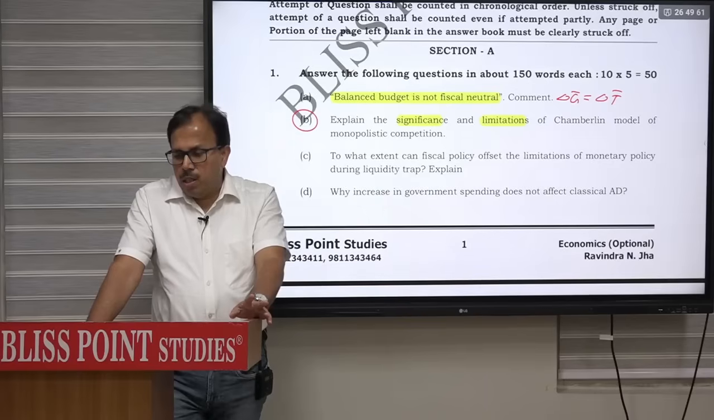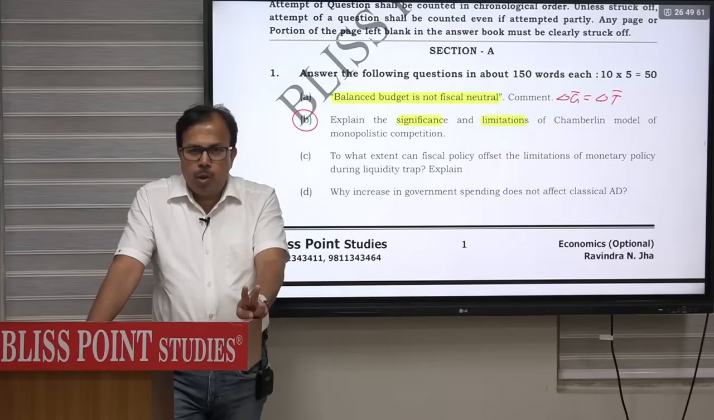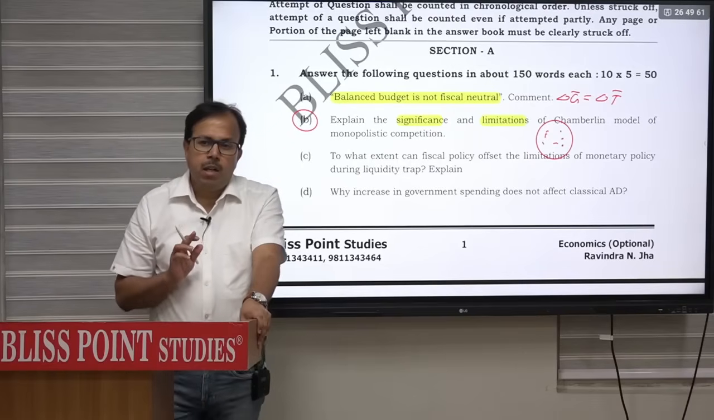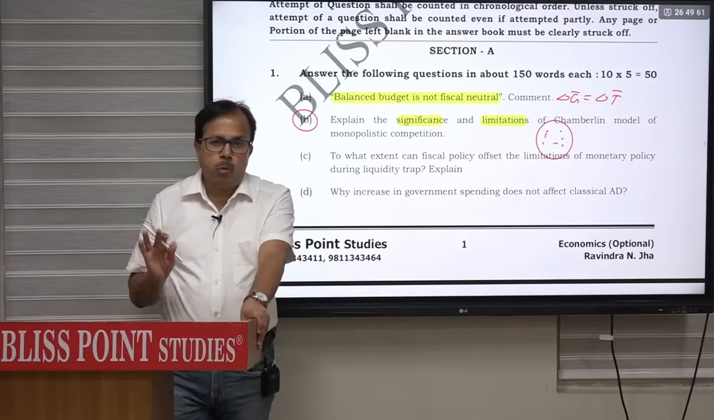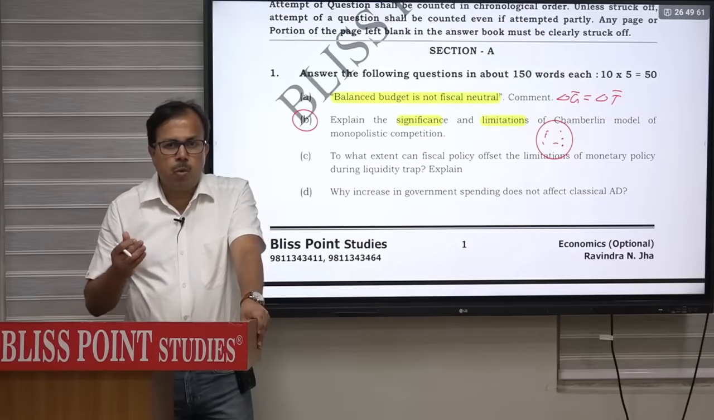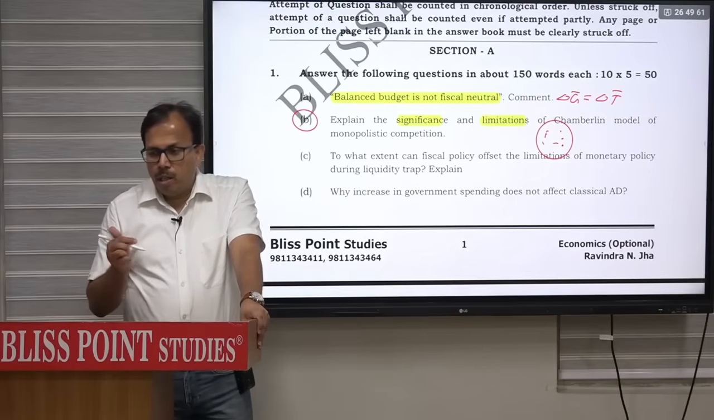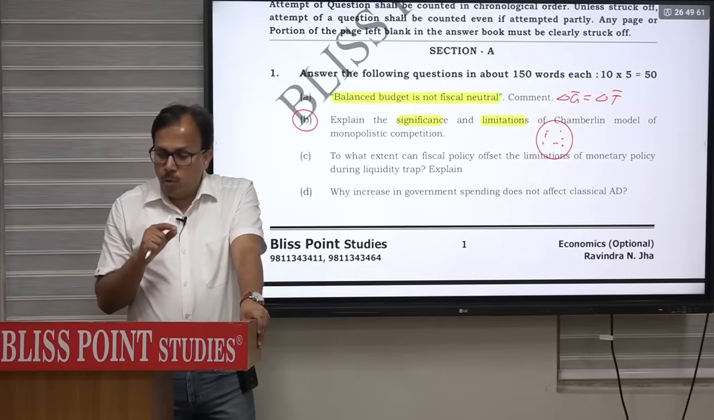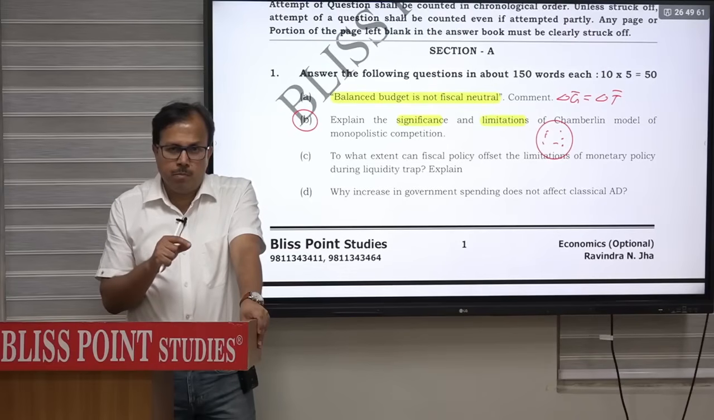Then Chamberlain's model made two important assumptions. One, firms are producing differentiated products, but all firms have identical cost. Second, demand in the market is uniformly distributed, which means every firm has equal demand. So we have assumed that demand is identical and cost is also identical. When both are identical, if we explain the equilibrium of one firm, we actually explain the equilibrium of all the firms, and then we can say that the market is also in equilibrium.